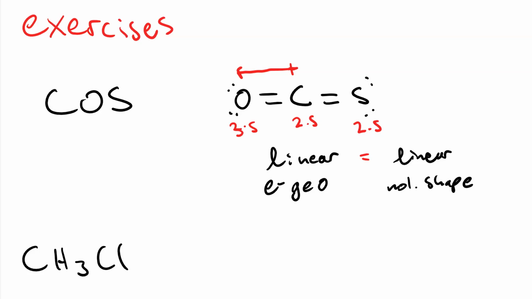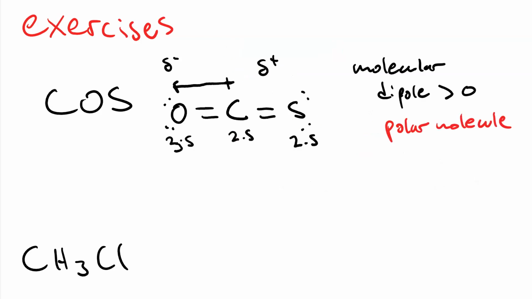Looking up the electronegativities, oxygen is 3.5. Both carbon and sulfur are 2.5. That means the CO bond is polar and the CS bond is nonpolar. And so the molecular dipole is the CO bond dipole. Therefore this is a polar molecule with a delta plus on the right hand side and a delta minus on the oxygen. Because the molecular dipole is greater than 0, COS is considered a polar molecule.